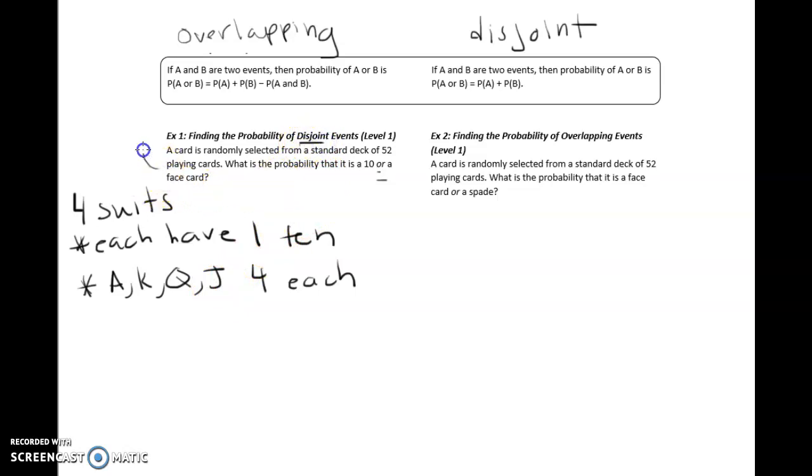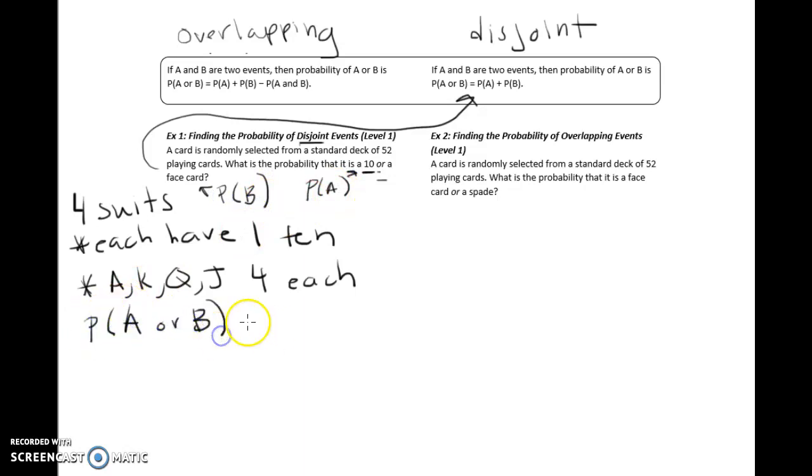But since it's disjoint, there's no overlapping. All we have to do is find the probability of A and the probability of B and then add them together. So the probability of A is that you have a 10, and the probability of B is that you have a face card. So the probability of A or B is equal to the probability of A plus the probability of B.